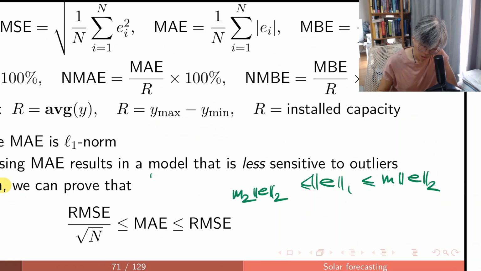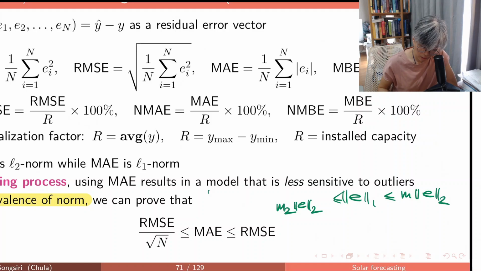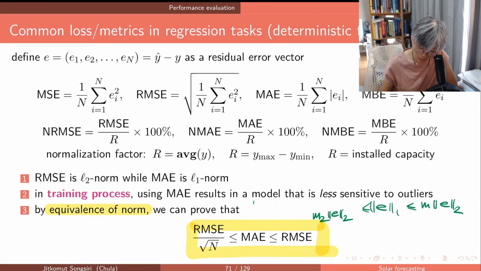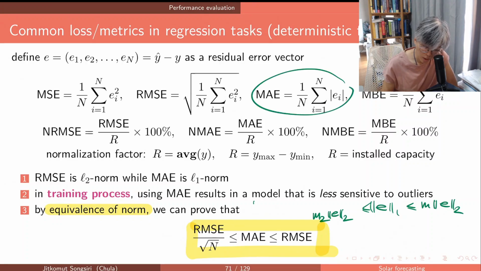Usually I leave it as an exercise, but now I would like to state the results. Because MAE is 1 over n times the sum of absolute values, it is more like 1 over n times the one norm of E.